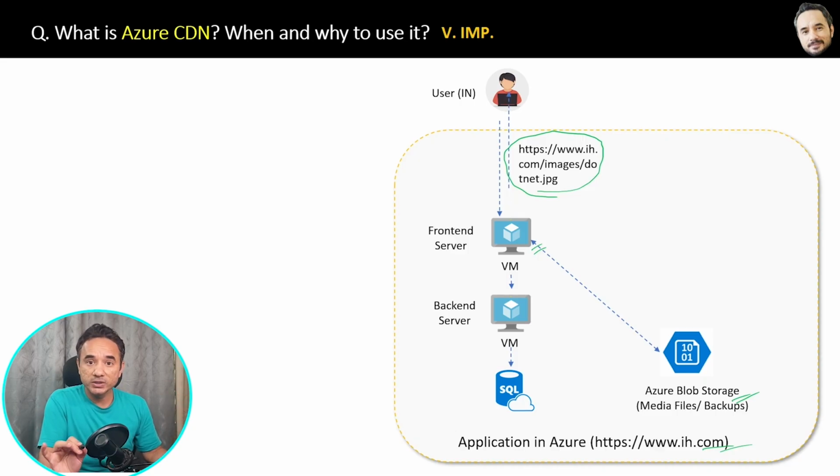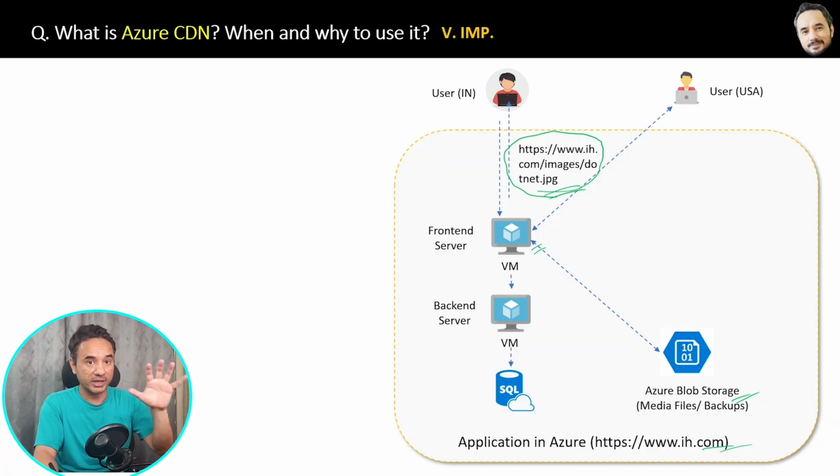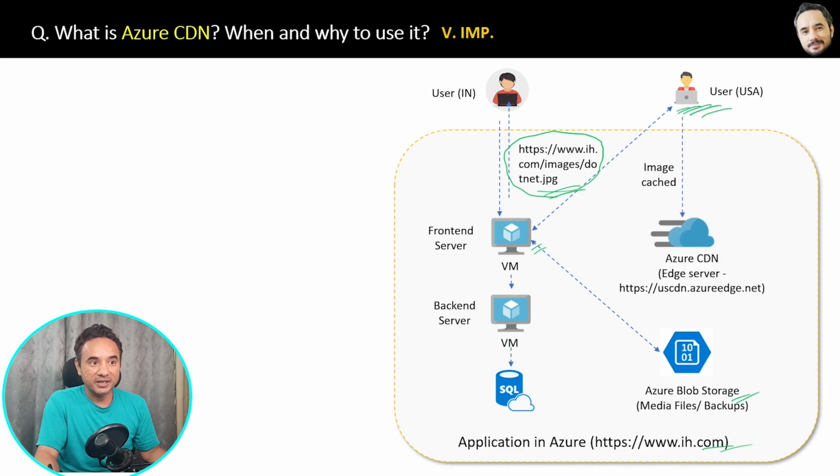Now, another user from USA, suppose, is also accessing your website. For the first time, the .NET image will be served from the India Mumbai region only, because the images are taking too much time. Images are very heavy. So to make it faster, what will happen? First time the user will get the image from India, but it will cache the image to the Azure CDN, which is also called the Edge server, which is provided by Azure.